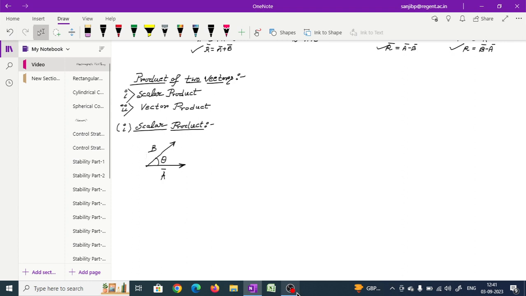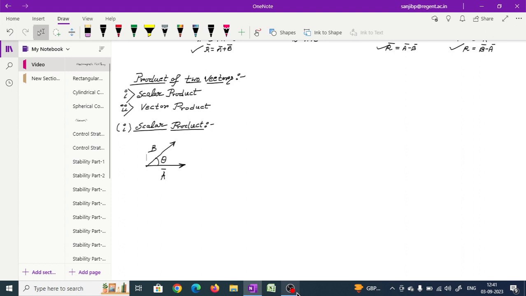Today's subject is electromagnetic field theory and the topic is product of two vectors. In the last lecture I discussed the triangular and parallelogram law to form addition and subtraction between two vectors. There I discussed a trick. Now today I will discuss the scalar product of two vectors.